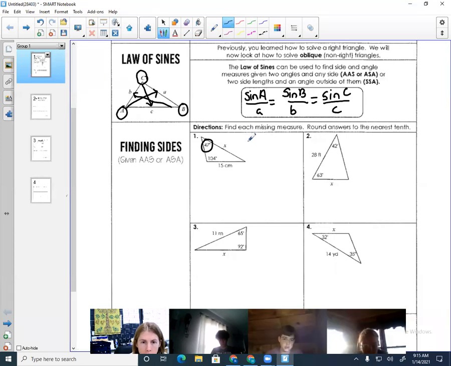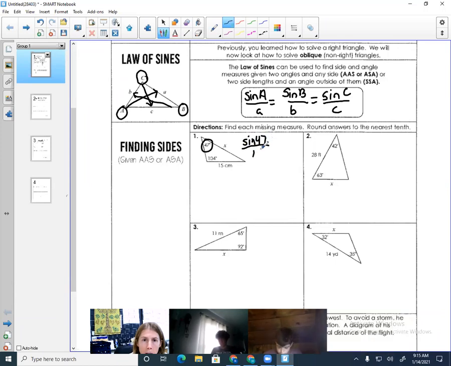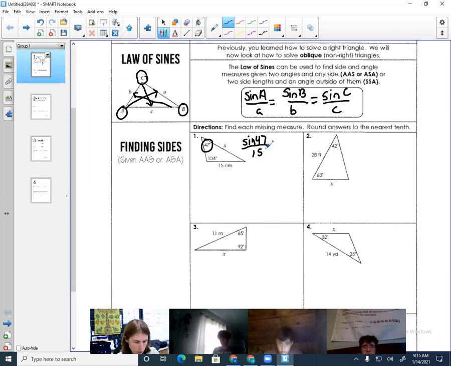15. 15. Thank you, Reed. So sine of 47 over 15 is my first fraction there. Go ahead. I heard somebody speak up. All right, and then the other one, we need to find the missing side, which is x. So look at x. What's opposite of x is what angle? 104. 104. Who said that? Mason. Mason, thank you.